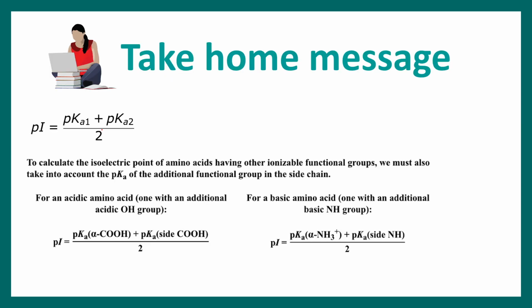So the moral of the story that you need to take home, this is the take home message: what is the pI for normal amino acids? That is pKa1, pKa2. But if it is an acidic amino acid, it's going to be the pKa for all the COOH groups, and if it's a basic amino acid, it's the pKa for all the side chain and the main chain NH3 group. So this is the moral of the story.